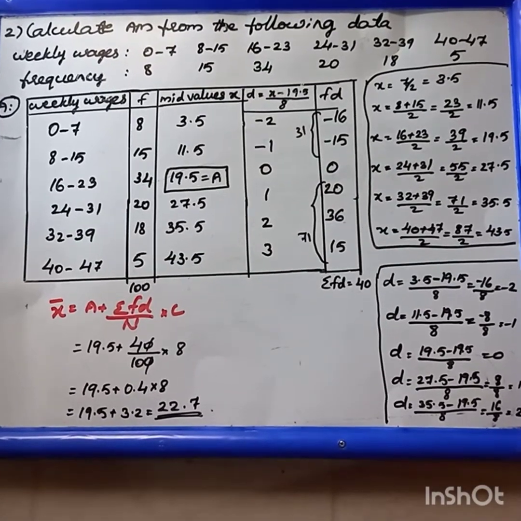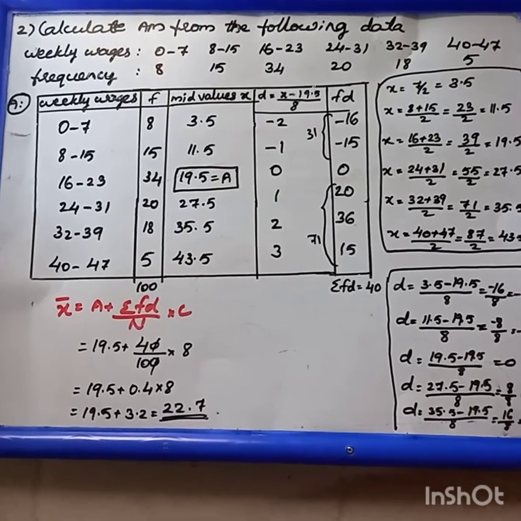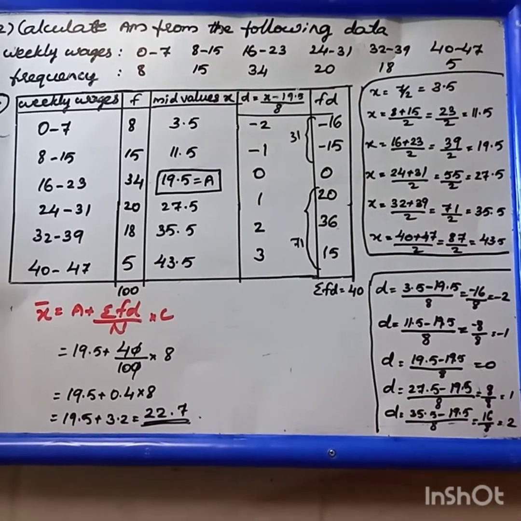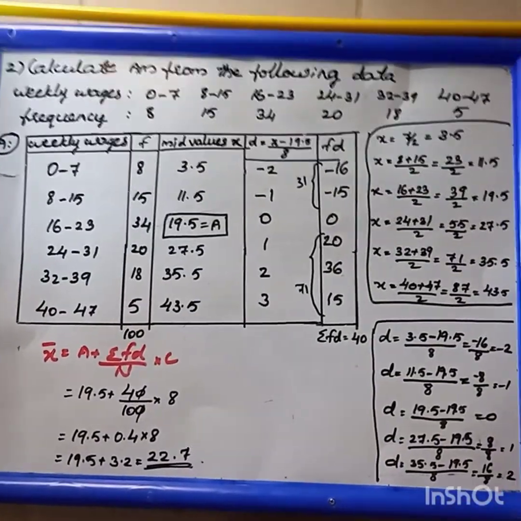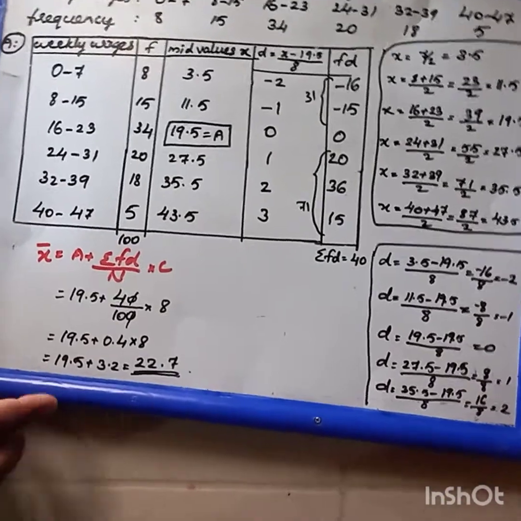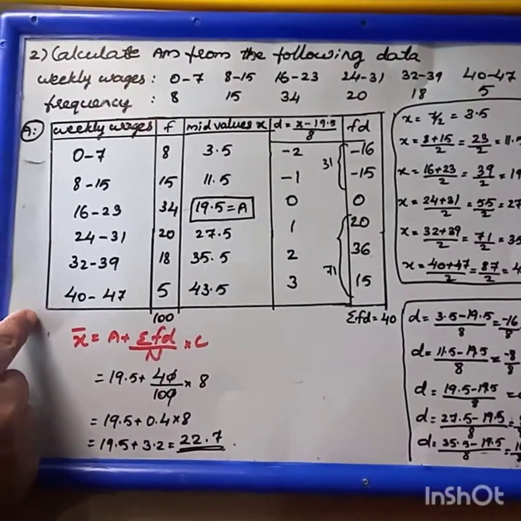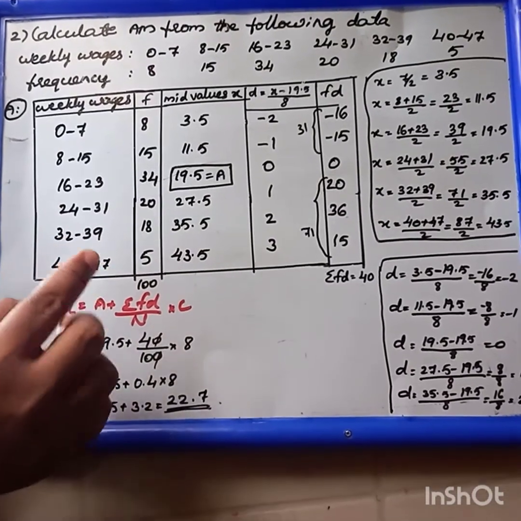24 to 31, corresponding frequency 20. 32 to 39, corresponding frequency 18. 40 to 47, corresponding frequency 5. You have to draw a column like this. Weekly wages 0 to 7, corresponding frequency 8.